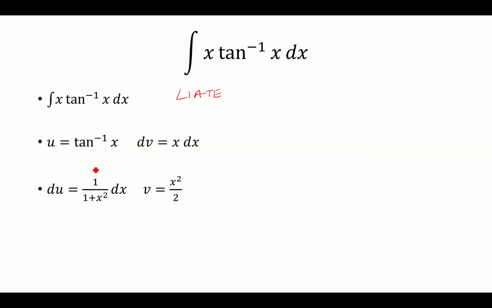The derivative of inverse tangent is 1 over 1 plus x squared dx. The antiderivative of x is x squared over 2. And so now we multiply u and v to get x squared over 2 times inverse tangent x minus integral v du. So we factor out the 1/2 and have x squared over 1 plus x squared dx.